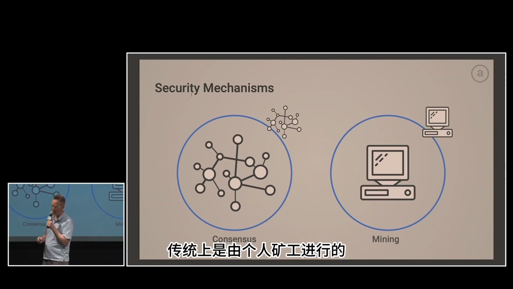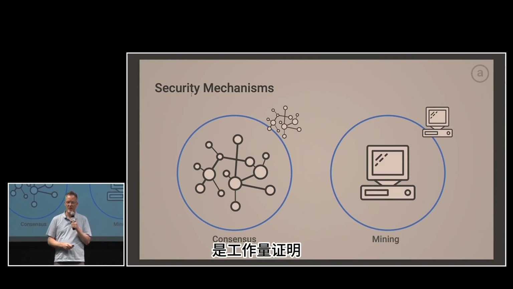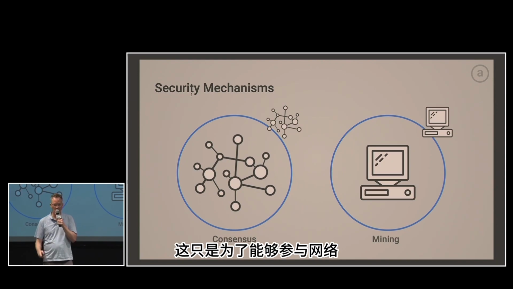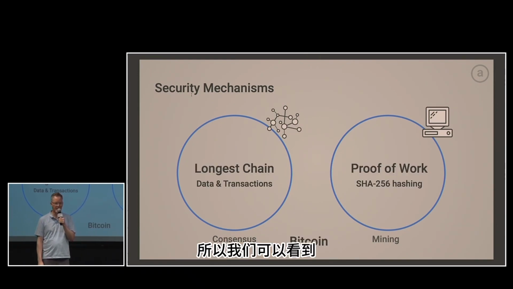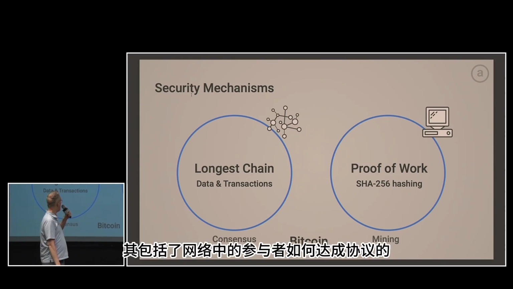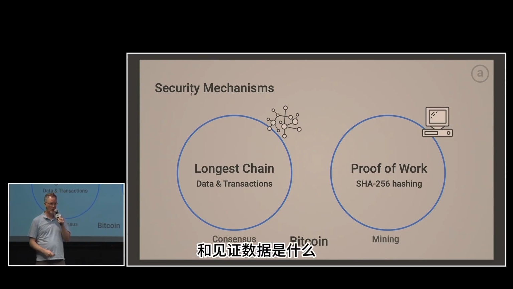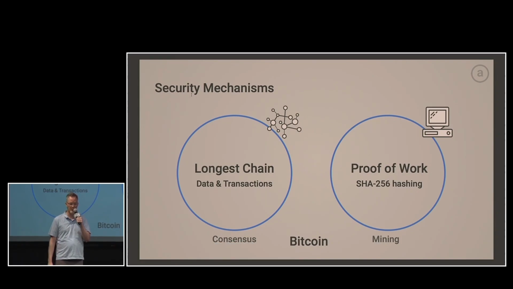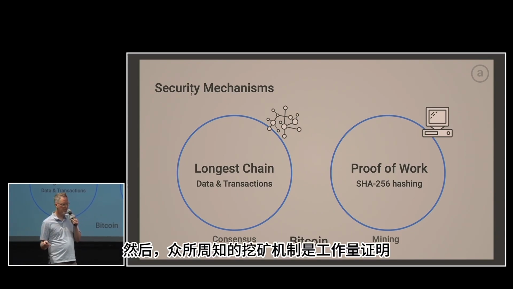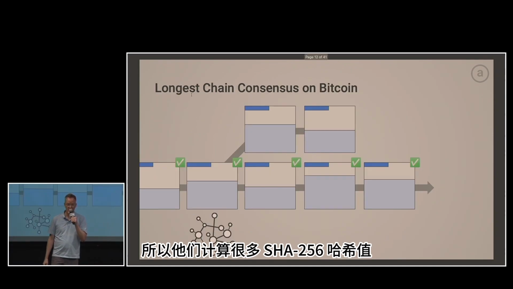This is traditionally something that individual miners perform, work that they do, famously proof of work on Bitcoin, just to be able to participate in the network. So we can see here for Bitcoin, the consensus mechanism is longest chain, which is how the participants in the network come to agreement on what the current state and witness data is for a Bitcoin block. And then famously, the mining mechanism is proof of work, where they calculate a lot of SHA-256 hashes.